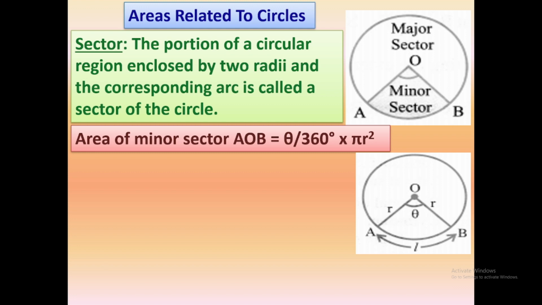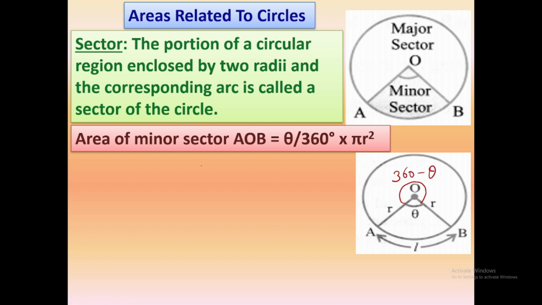Now to find the area of the major sector, so this is the area of the major sector. Since to find the area of the minor sector we required the corresponding angle, that is, out of the whole 360, the corresponding angle was theta. To find the area of the major sector, we should know the corresponding angle, that is, if this is theta, then this corresponding angle will be 360 minus theta. So this angle is 360 minus theta.